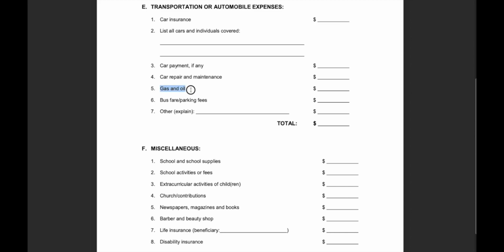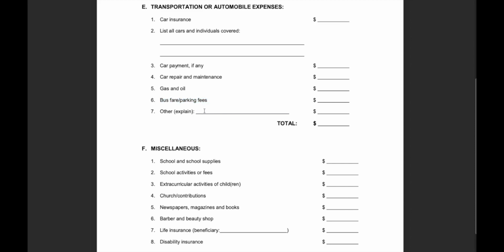Gas and oil, I always tell clients to go back through their bank statements and total up how many times they go to the gas station each month to then provide an accurate average. Obviously, it depends on how far you travel for work, and so you may have to indicate an asterisk on this line as well. Bus and parking fees, same thing, depending on where you're working and how often you use these services.